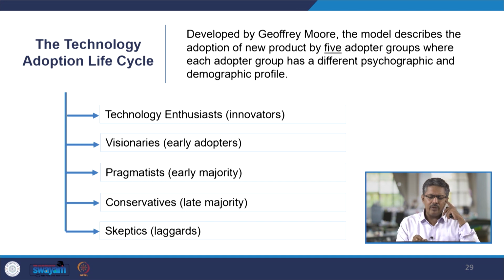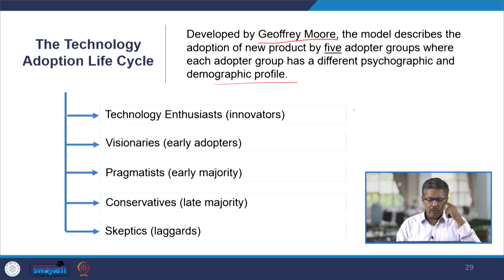Okay. Now, coming to the technology adoption life cycle, the second important thing that we started with, which was developed by Geoffrey Moore, right, which is the famous Moore's law we have all heard of. So, the model describes the adoption of a new product by 5 adopter groups, where each adopter group has a different psychographic and demographic profile. Moore says that there are 5 kinds of people when it comes to technology adoption, and it is very, very important for organizations to understand. If you understand them well, then you can create better segments in the market, make a better reach to the market, right. So, who are these 5 people?